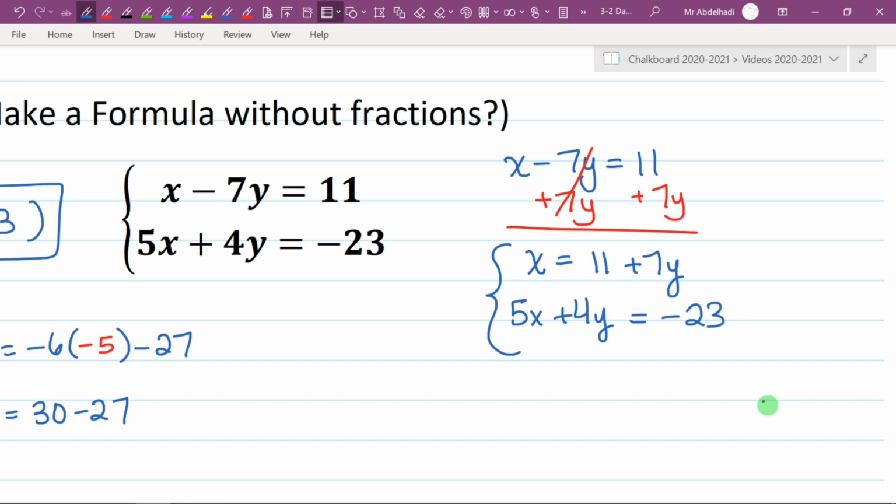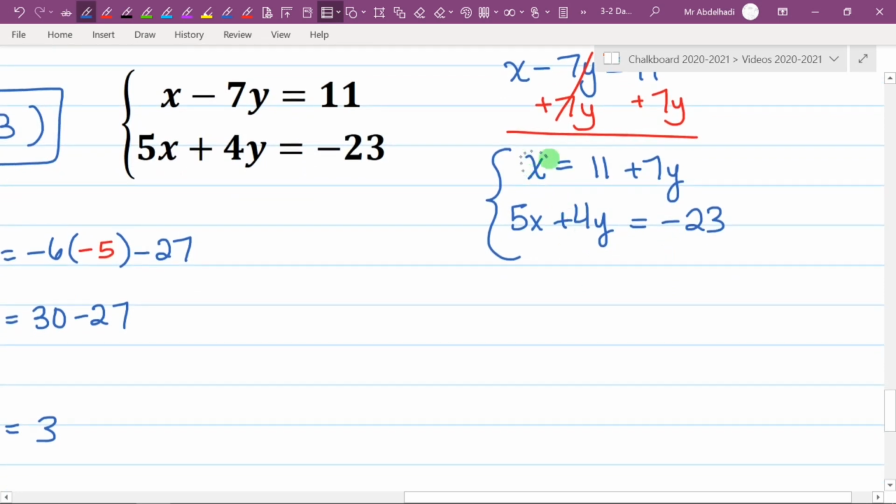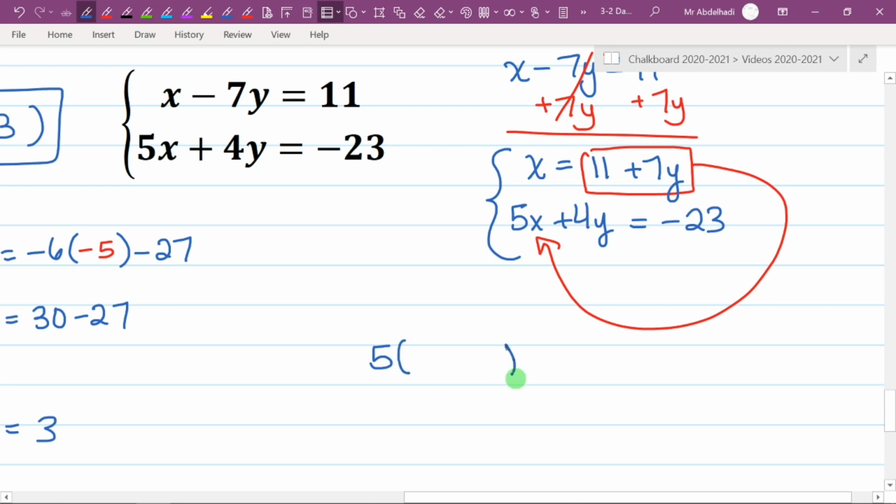So here we go. Where's the formula? It's the formula for x. What is it saying about x? That x equals 11 plus 7y. Well, if the top x equals 11 plus 7y, then so does the bottom x. So we can write this 5, but instead of x, we'll leave a blank. So 5 blank. Here's the rest of the equation. And what goes in the blank is this 11 plus 7y. And now you can solve this.